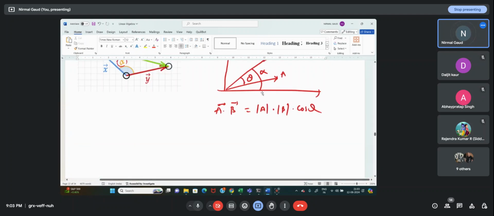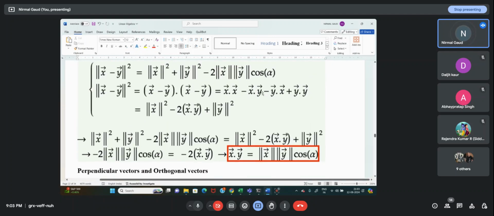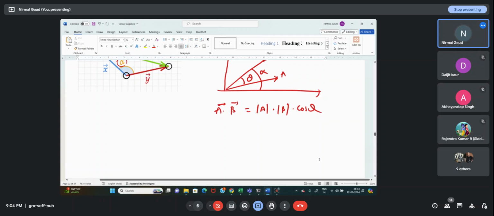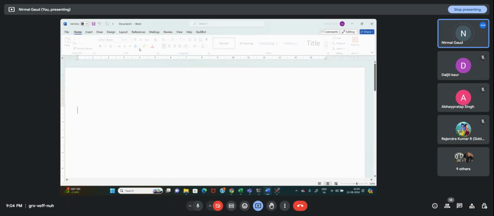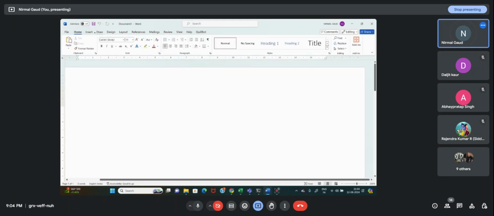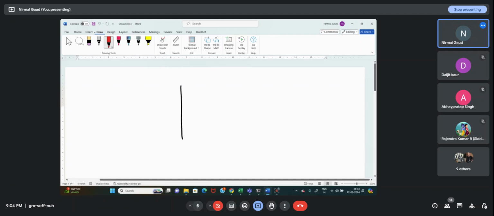Fine. So again, it's not complex maths. It's very easy maths. How can we achieve this x y cos alpha? It's not a big deal. And if you want me to derive this also, I can do it for you. It's very easy. Let me draw this thing.